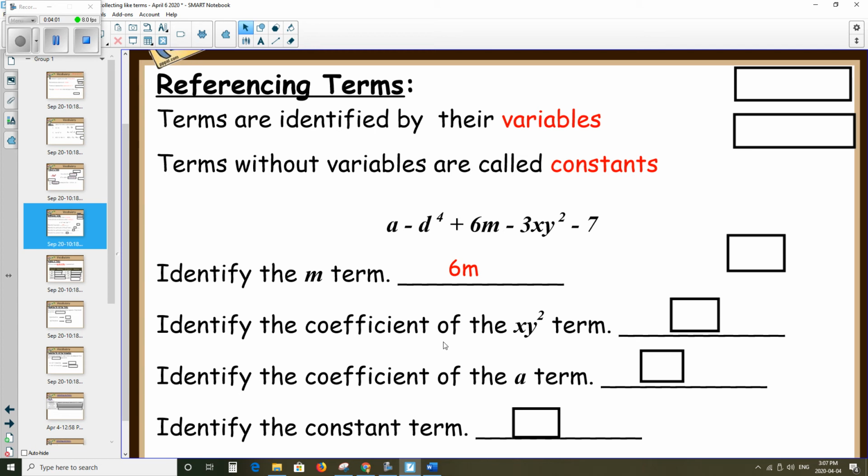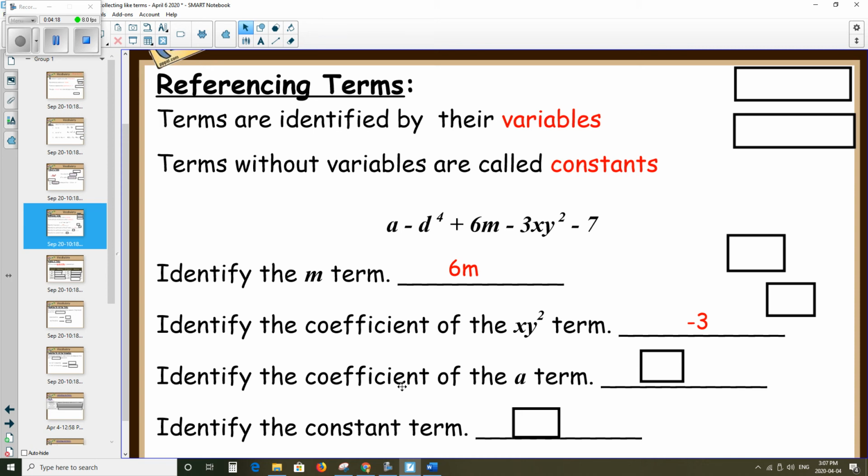Identify the coefficient of the xy squared term. So you're looking for the xy squared term, which is right here. It's asking for the coefficient. The coefficient is just the number part. The number in front is negative 3.